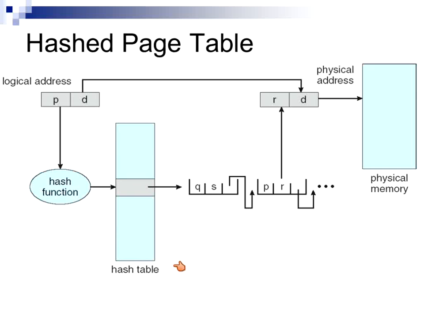So each element in our hash table contains a queue or a linked list, and each element of the linked list contains the virtual page number and then the value of the actual frame, and then it has the pointer to the next element that would have been mapped to that same hash value. Okay?